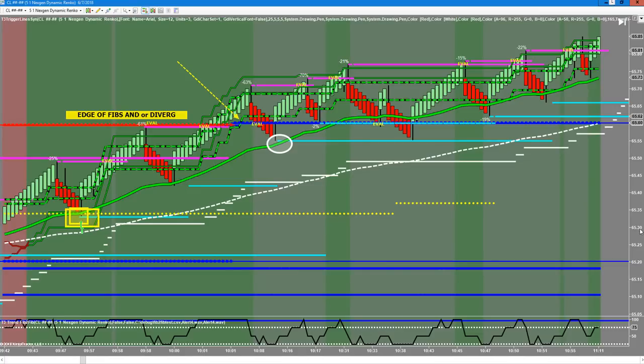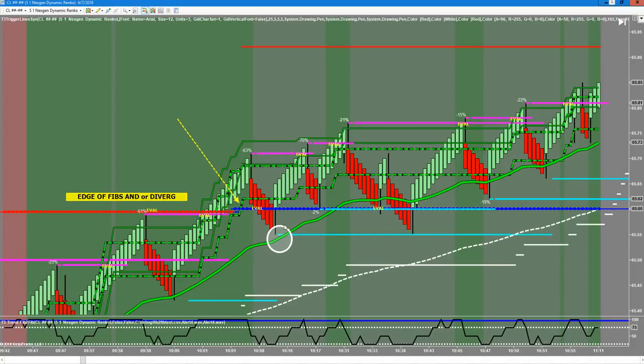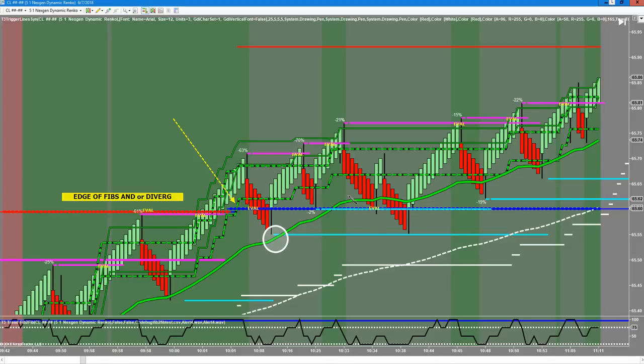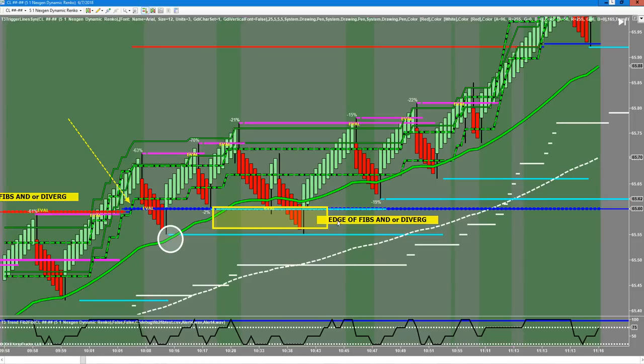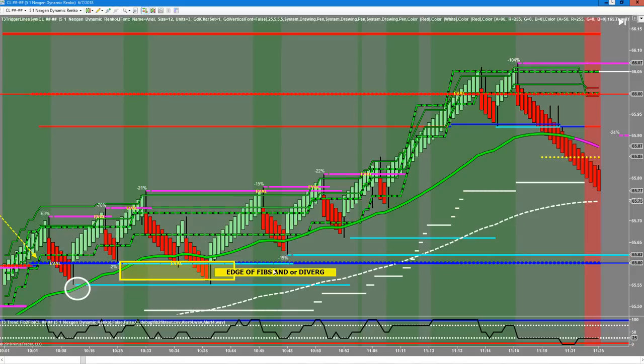Now, they didn't make this easy, right? We have a long trade, and then we have pivot stop outs and long trades, and we have the edge of fibs and divergence for things going up. And they didn't make it easy, but it went up. Fibs and divergence, once again.